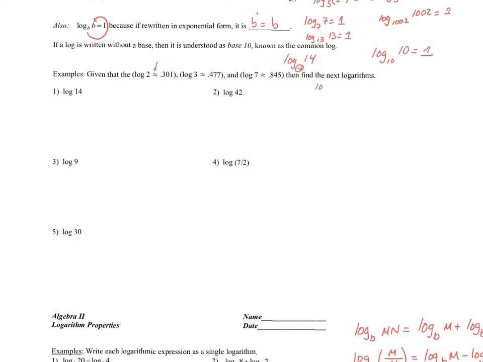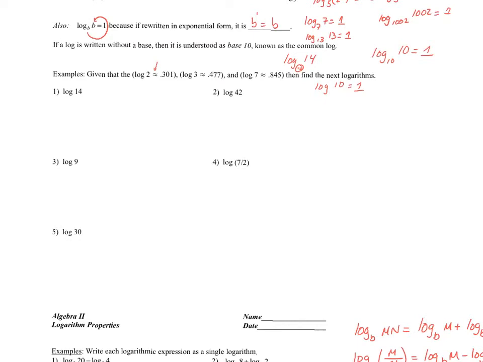What I want you to do is to write down the log with the exact same argument as the base that you're given. So in this case, I'm going to write down the log of 10. Now, what does the log of 10 equal? We know from up above that the log of 10 is equal to 1. So this is sort of an additional given value. In addition to the log of 2, the log of 3, and the log of 7, we now know the log of 10. Okay, so let's tackle some of these problems.